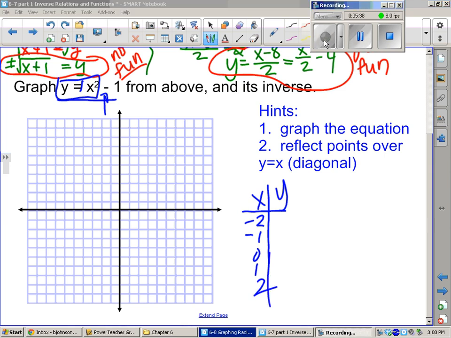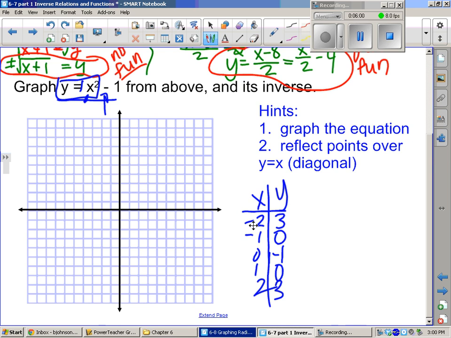So I'm going to take my negative 2 and plug it in for the x. Negative 2 squared, what do I get? 4. Minus 1, 3. Now negative 1 squared, we get 1, minus 1, 0. Then 0 squared is 0, minus 1, negative 1. Then 1 squared is 1, minus 1, 0. I'm going to get these again because it's a parabola.